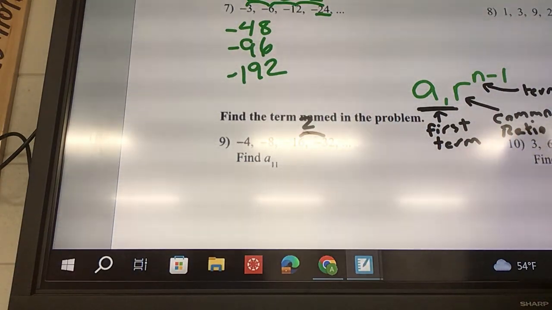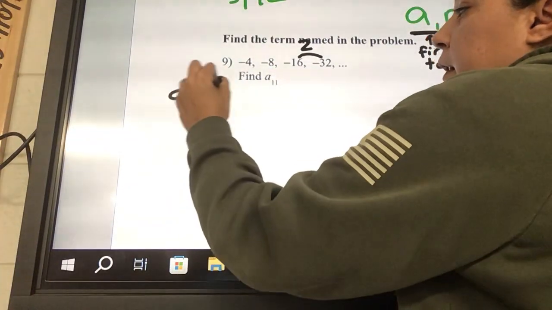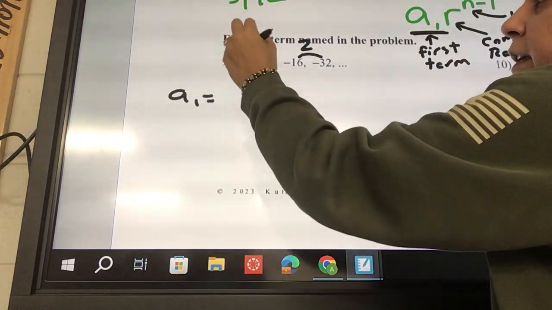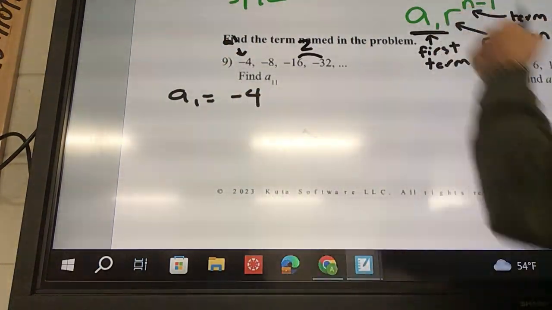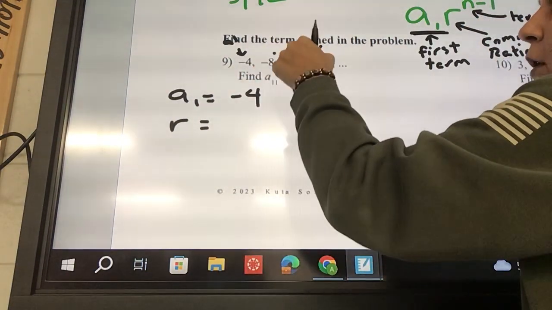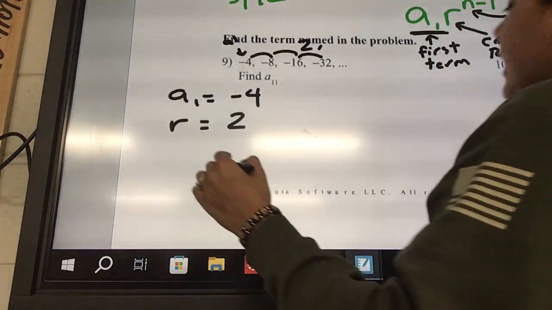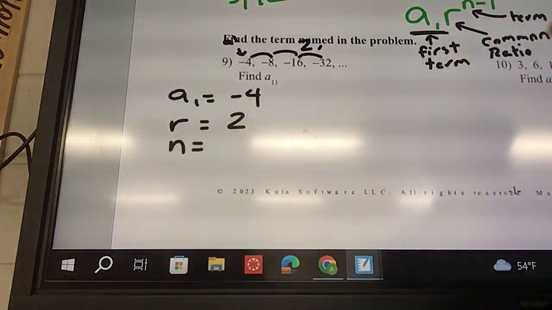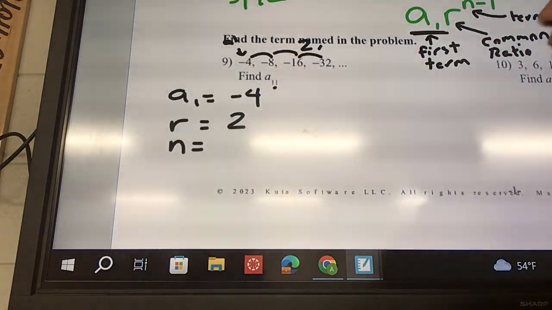And I'm going to write all these out on this very first one. So my A1 is my first term. This is the A1. So my A1 is negative 4. My R, my common ratio, is 2. That's what I get multiplied by every time. Times 2, times 2, times 2. And my N is here. They want you to find number 11.